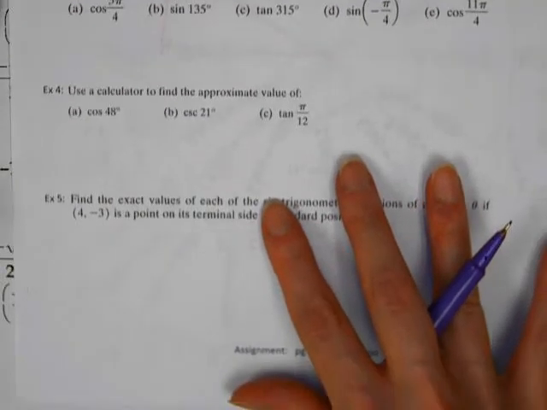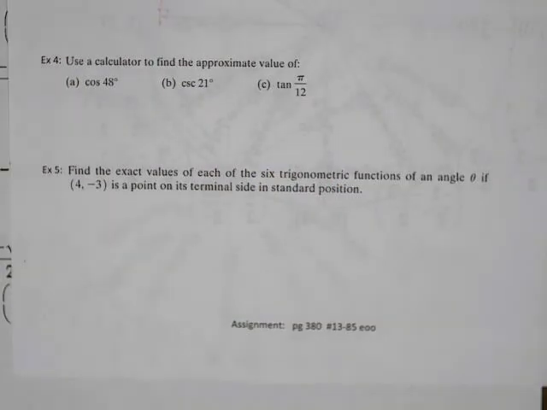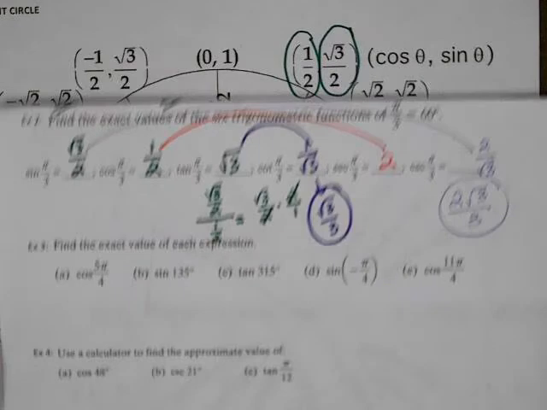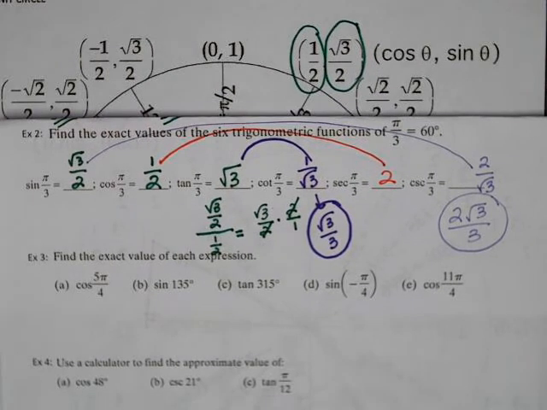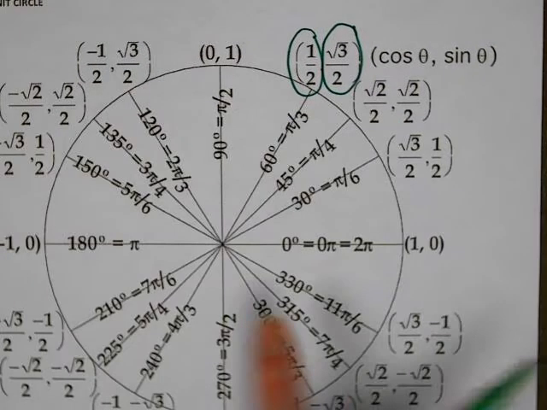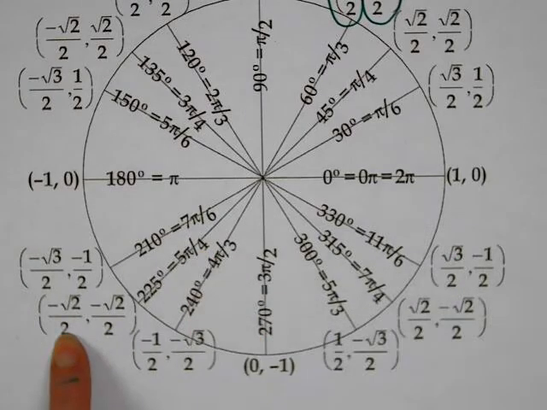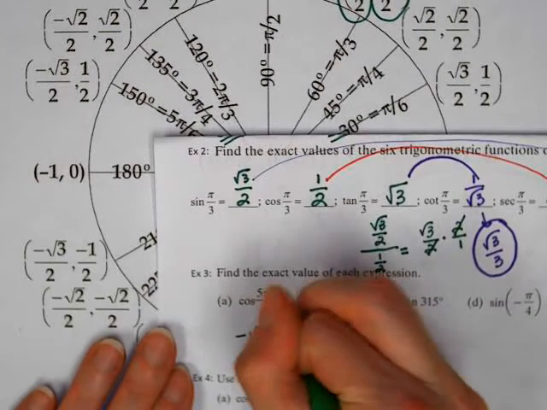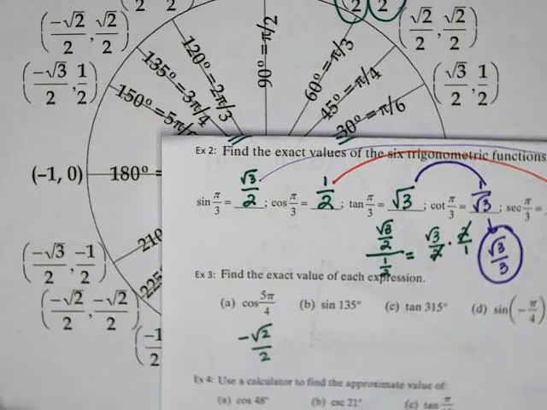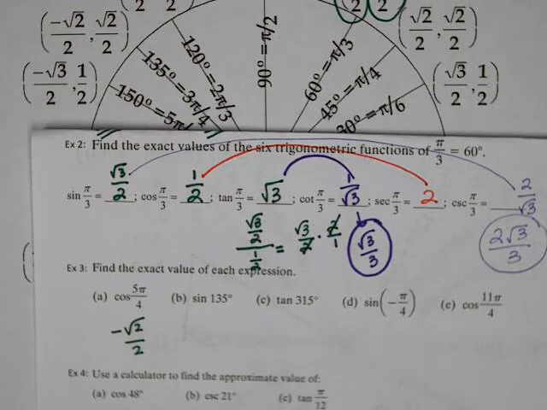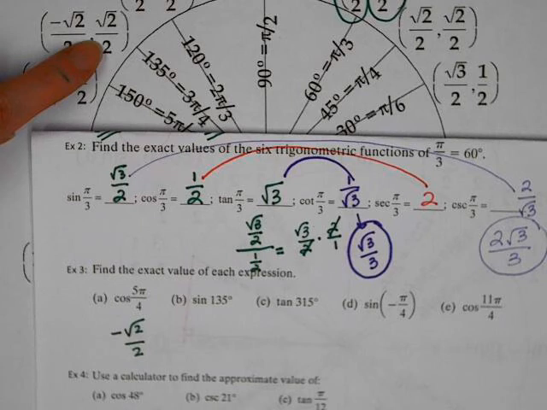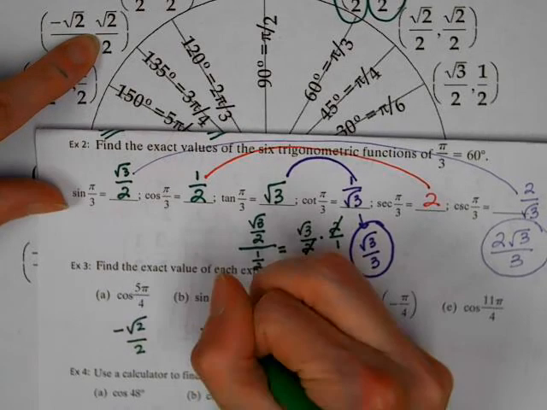All right, moving on. Use a calculator to find the approximate value of each. Okay, so now you guys have to take out your calculators. And, well, here, do you guys want to do these real quick? We'll just run through them here. So cosine of 5 pi over 4. 5 pi over 4 is here, and cosine is the x value. So negative root 2 over 2. Sine of 135 is up here, and that's root 2 over 2.